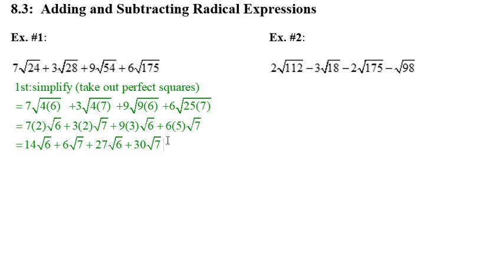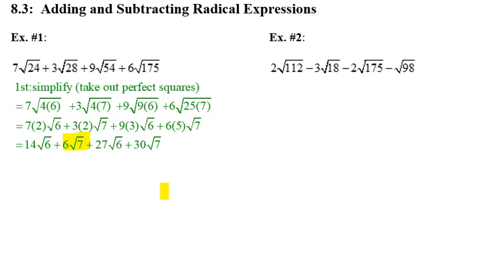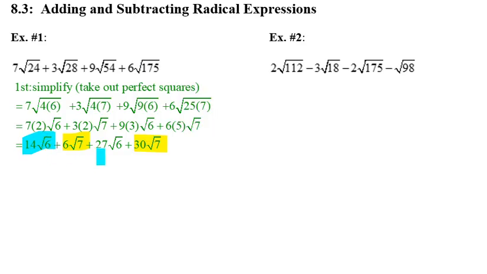Now, so far we have done nothing that was adding and subtracting radicals. The next step is where we're actually adding and subtracting the radicals. So any radicals that are considered like radicals can be combined. Like radicals, remember, means that they have the same radical part. So 6 root 7 is a like radical to 30 root 7. And let me just grab a different color here. 14 root 6 and 27 root 6 are like radicals. So we can combine those ones together.